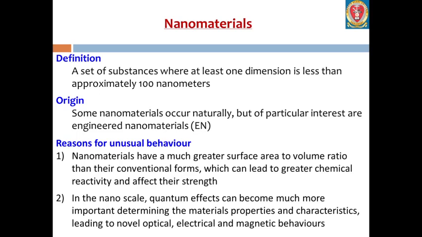For example, now we take a metal plate, and we calculate its surface area and we calculate its volume. And when the same thing is cut and made smaller, we can see that the surface area is increasing tremendously with the same volume. Volume is not changing, which can lead to greater chemical reactivity and affect their strength.